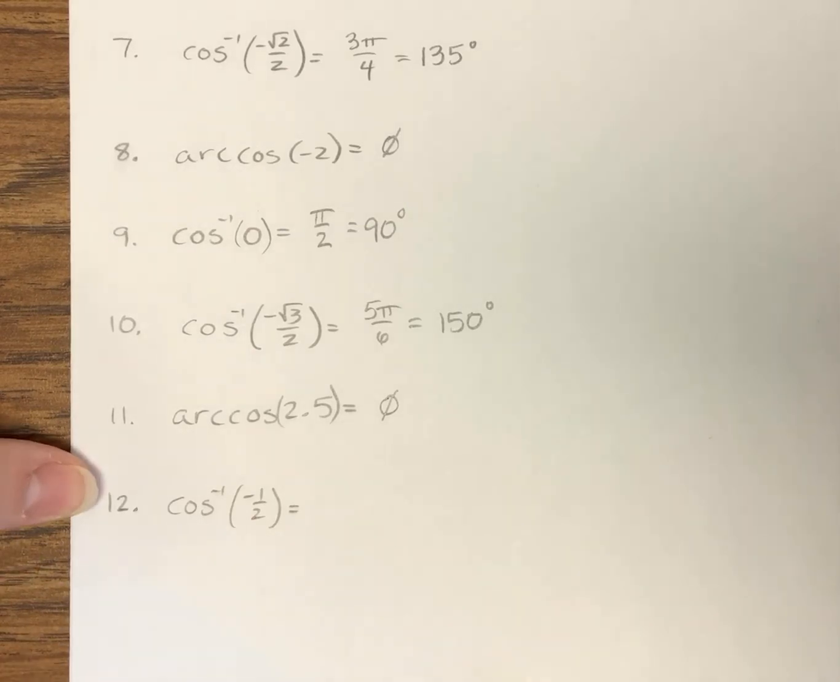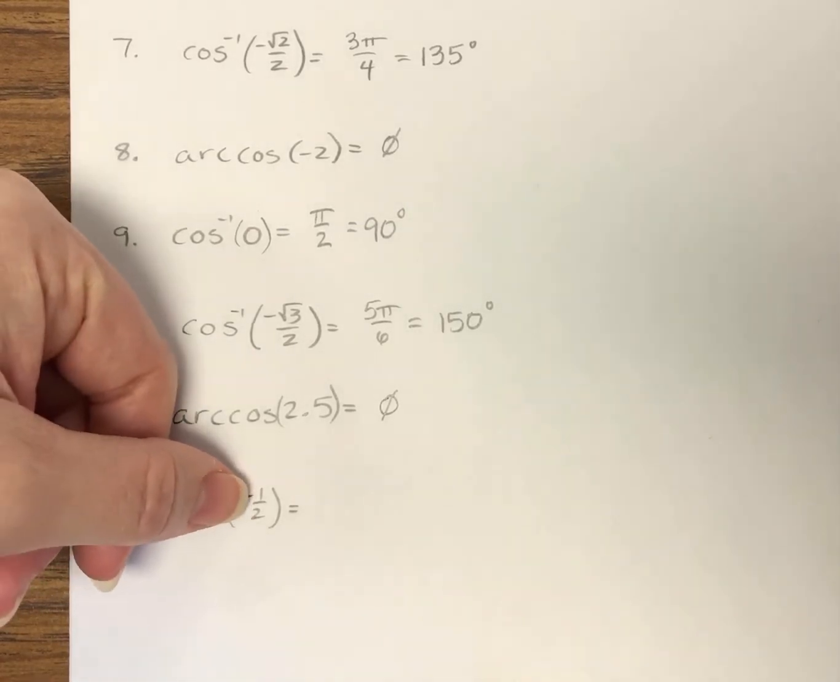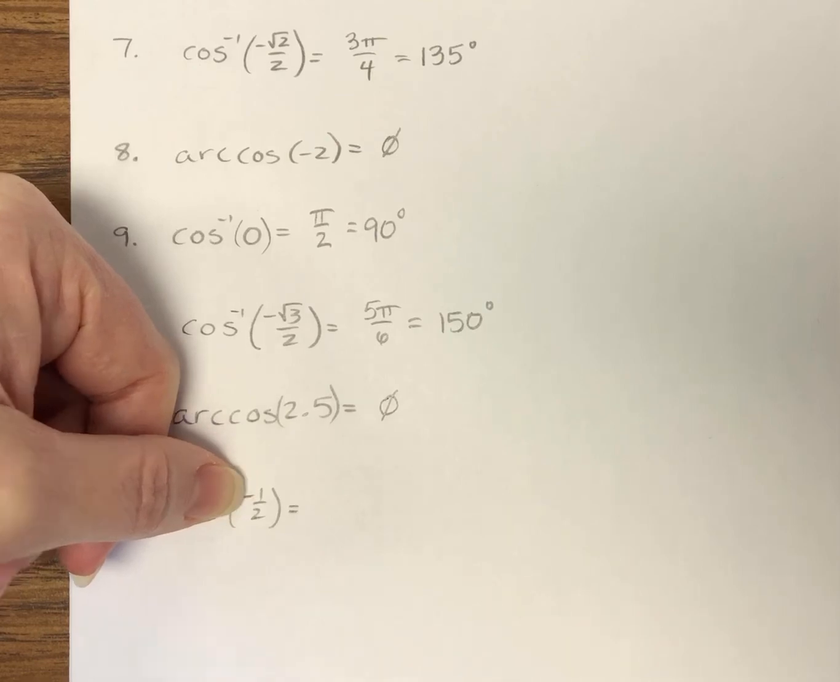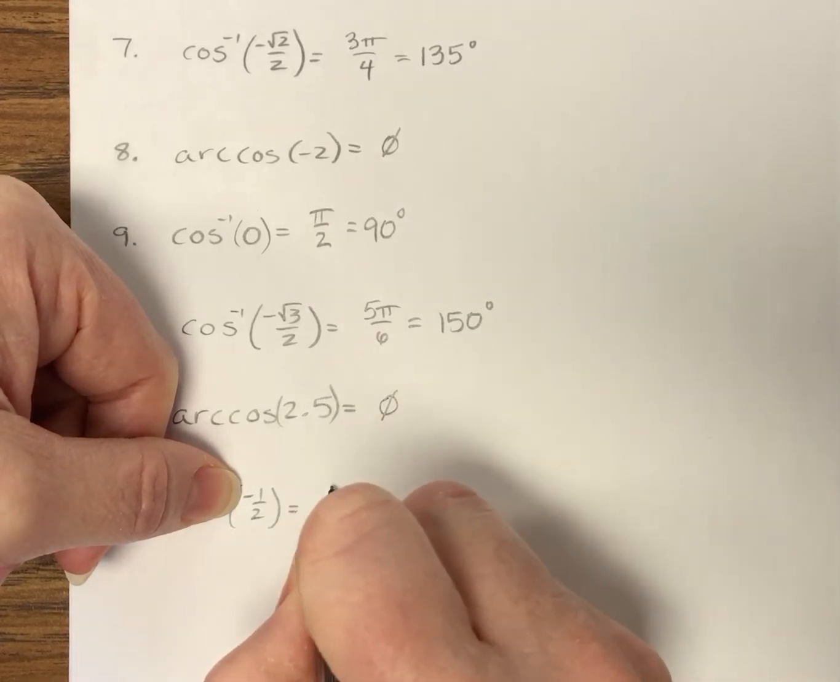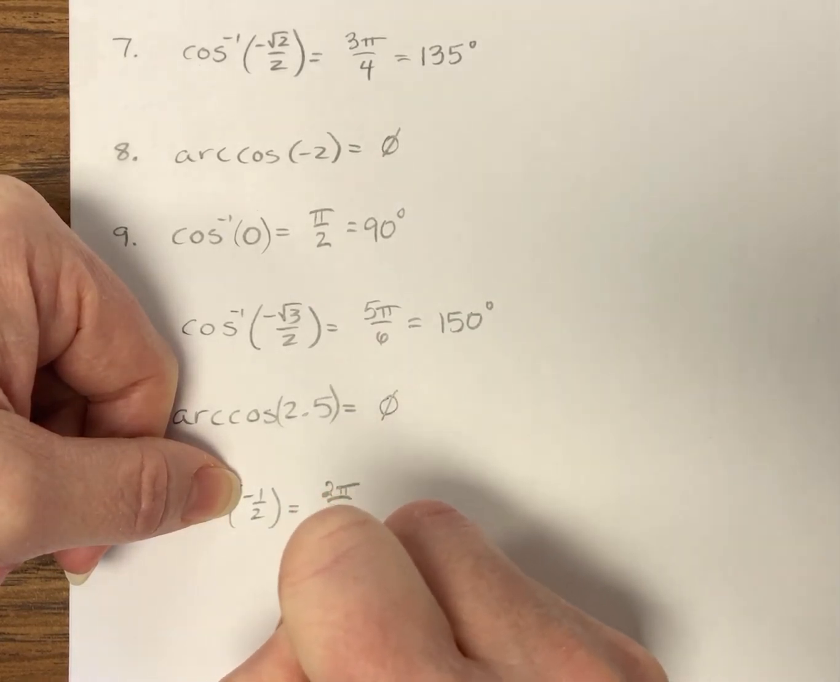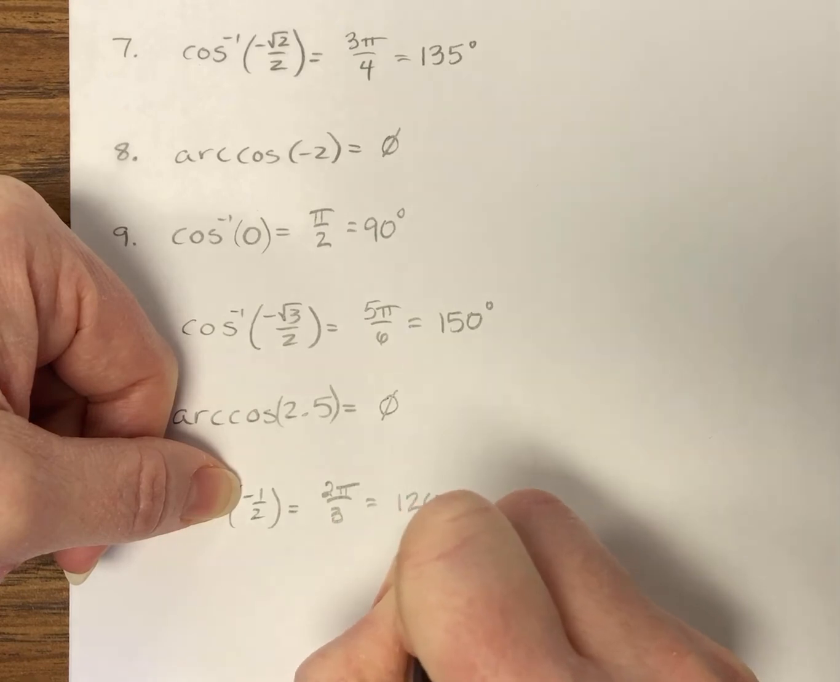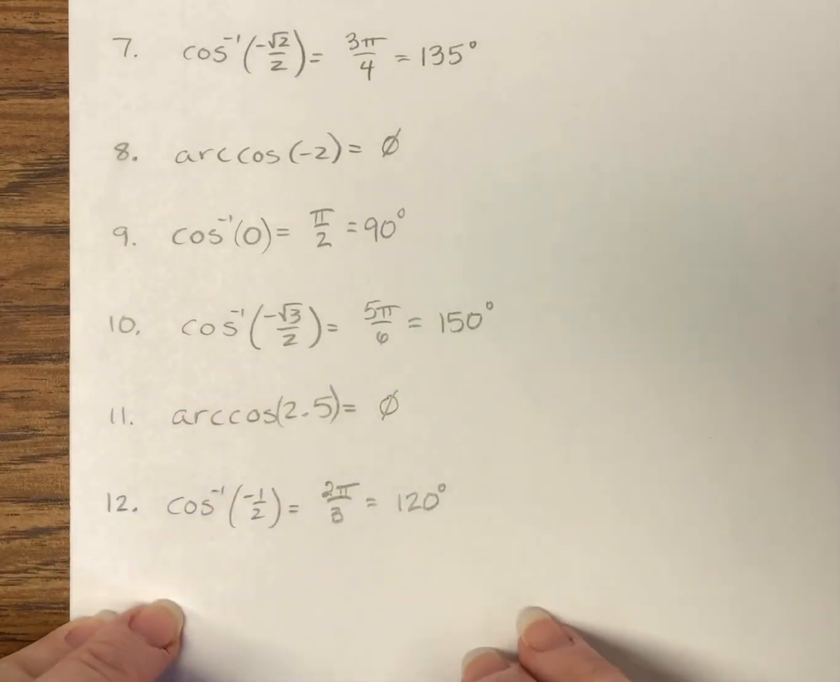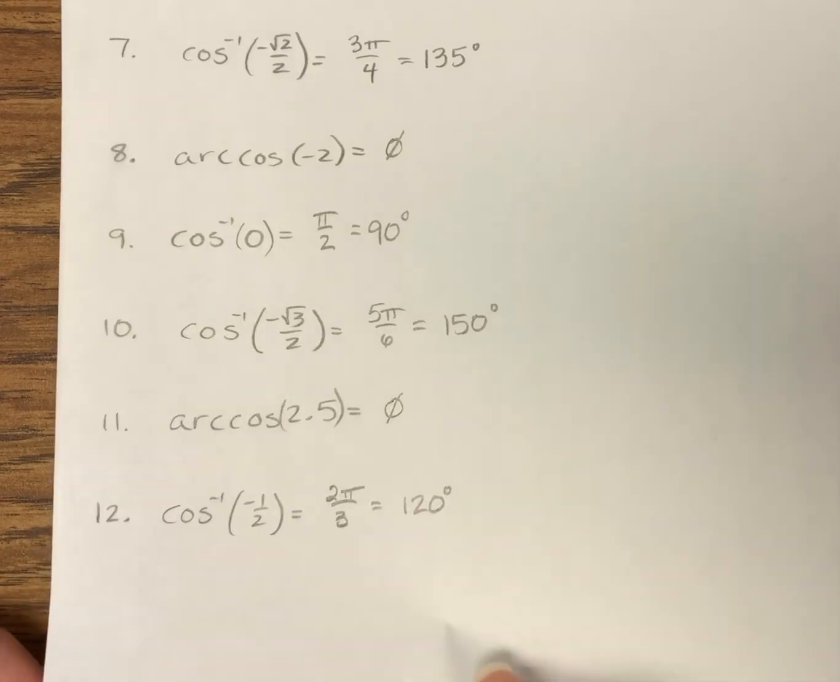And inverse cosine of negative 1/2. So I look at where is the cosine 1/2? Cosine is 1/2 at 60 degrees, but it's negative, so that puts us in quadrant 2. So it's going to be 2 pi thirds, or 120 degrees. And then we'll do a couple of tangent problems.